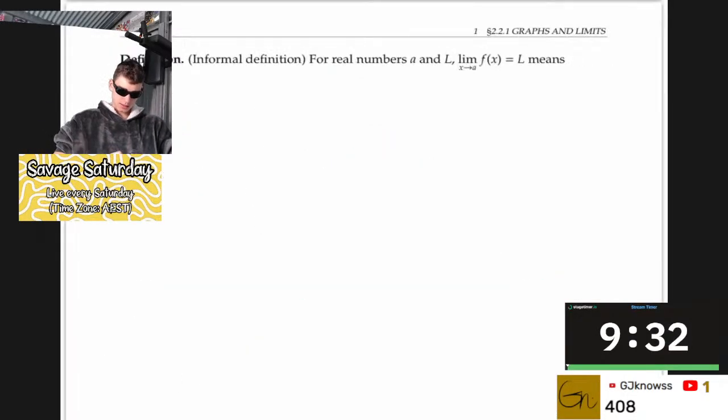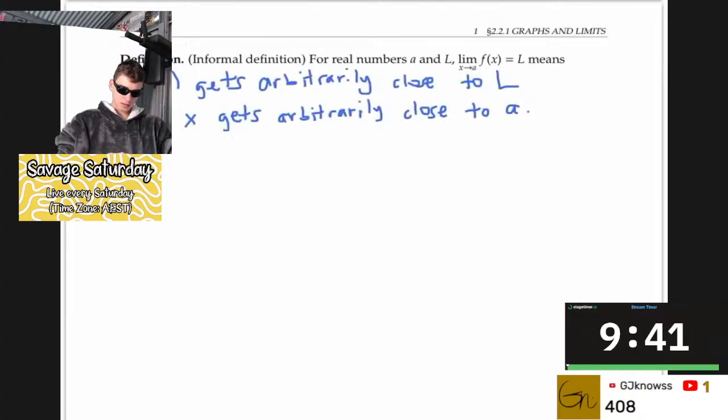In general, for any function f of x, and for real numbers a and l, the limit as x goes to a of f of x equals l means that f of x gets arbitrarily close to l as x gets arbitrarily close to a. In other words, as x heads towards a, f of x heads towards l. Let me draw this more in a picture.